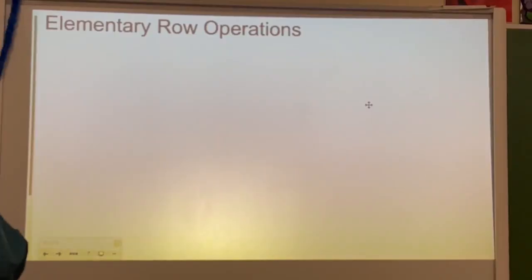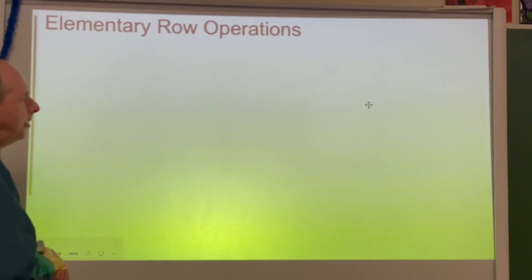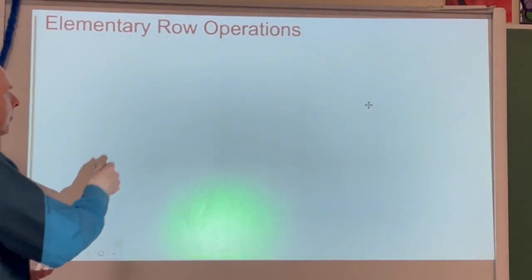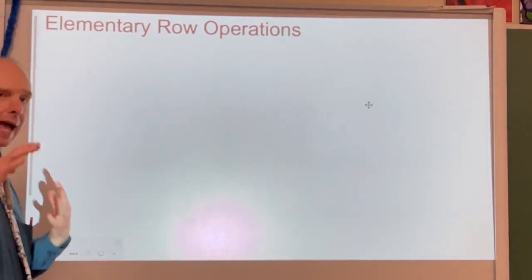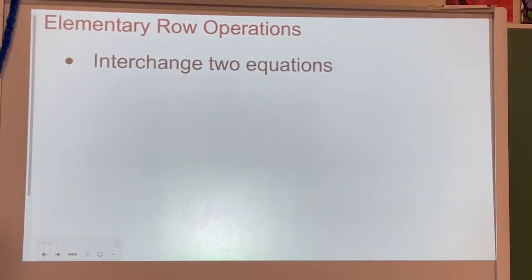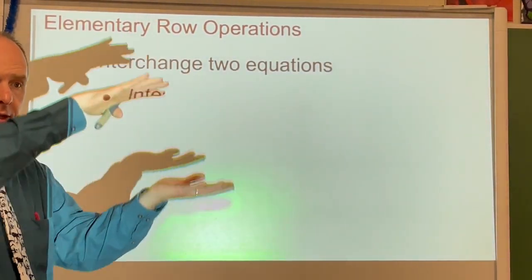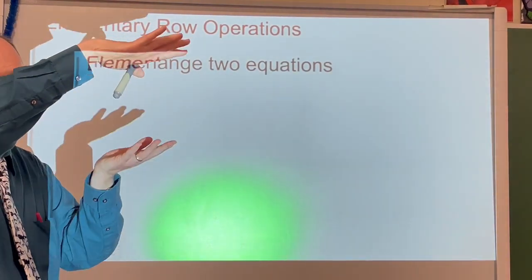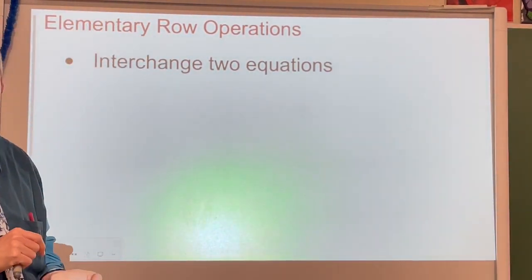So how do we do this whole Gaussian elimination? Well, we use what are known as elementary row operations. These are the things you're allowed to do to be able to solve the equation. The first thing is you can take 2 equations and interchange them. You can take row 1 and flip it with row 2.